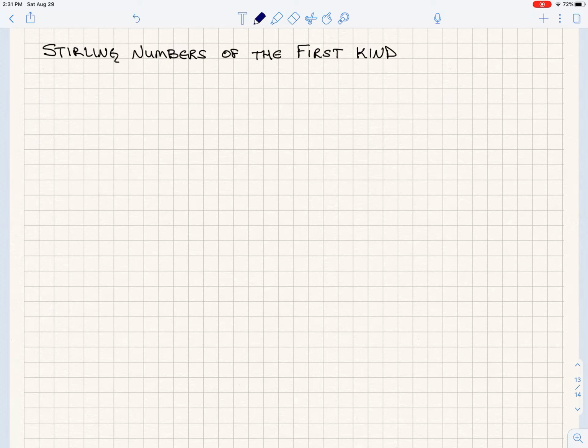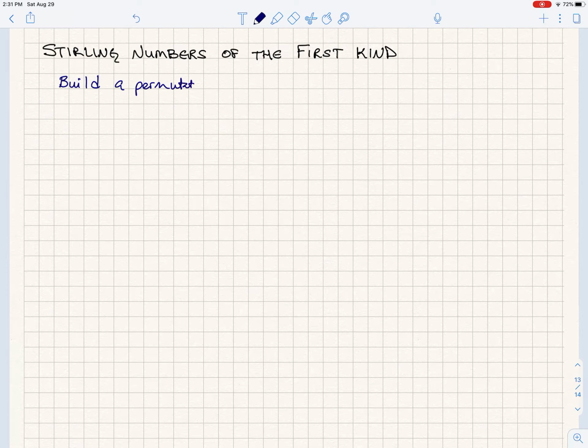The topic we're considering right now is Stirling numbers of the first kind. These are related to permutations, and we're going to build up a recurrence relation for them. So as motivation, let's go back to permutations. We can think about building up a permutation of n from permutations of S_n.